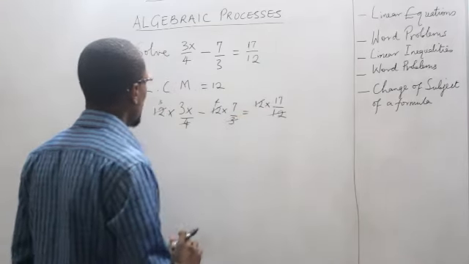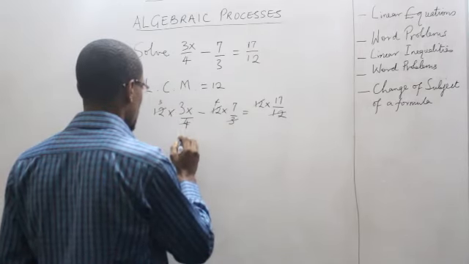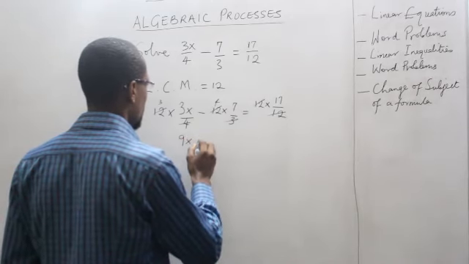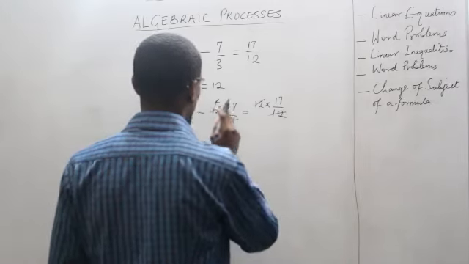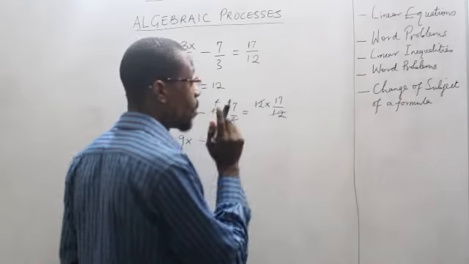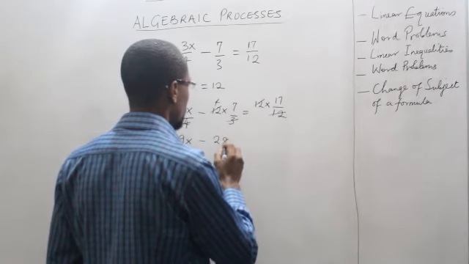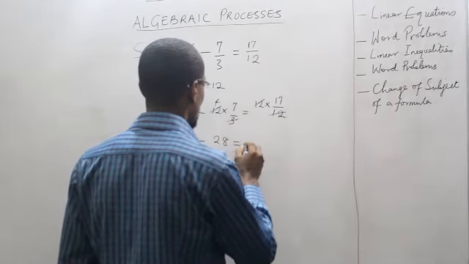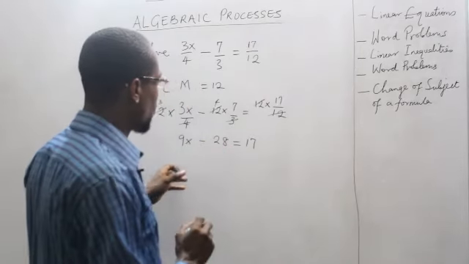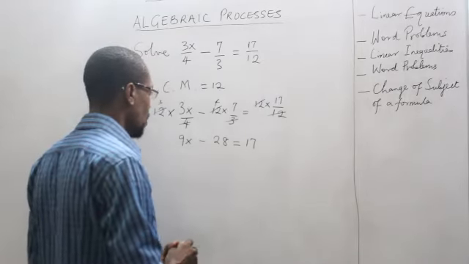Now, when we simplify further, we'll have 3 times 3x, that will give us 9x, minus 4 times 7, which will give us 28, equals 17. So we can see that we have a very simple equation, and we can simply go on to resolve.